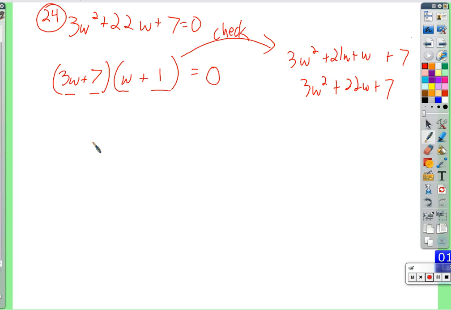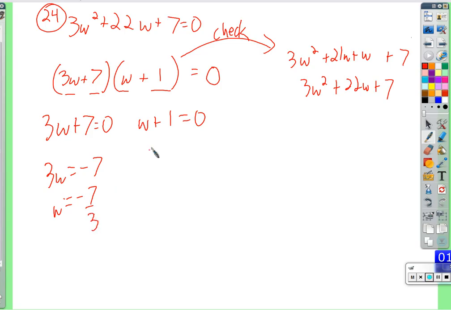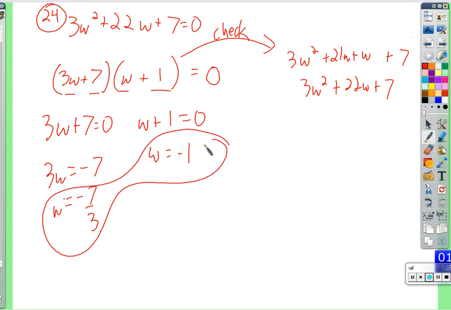3w plus 7. Well, it works out, right? We got 22w like we wanted. Okay. So this works out. Yep. So what now? I don't know. You gotta get one of them to zero. Both. Set both of them equal to zero. So 3w equals negative 7, w equals negative 7 thirds, w equals negative 1. Okay. These are your solutions. You plug those in, you get a true equation.